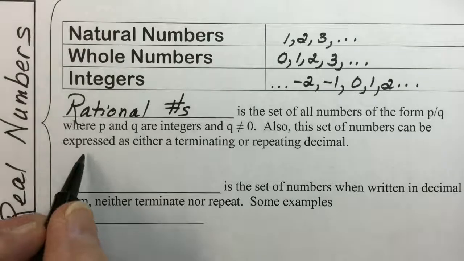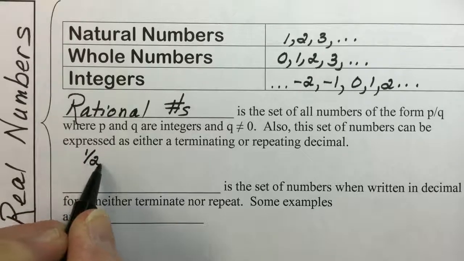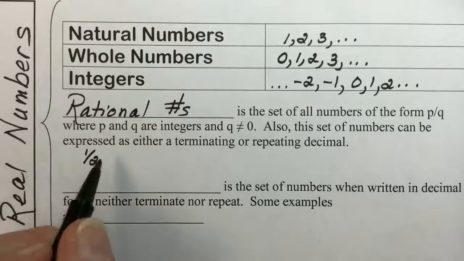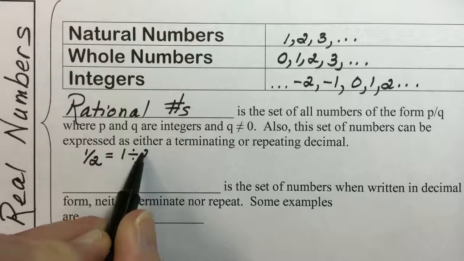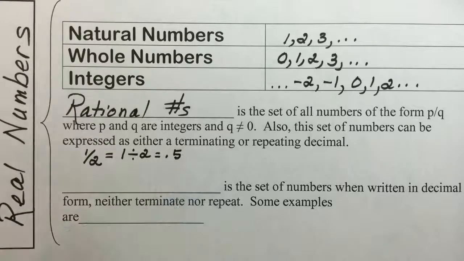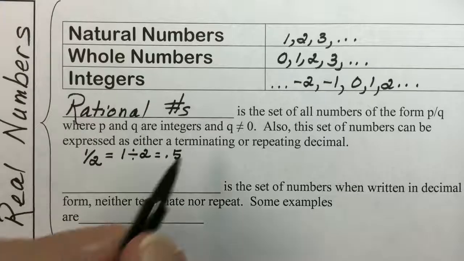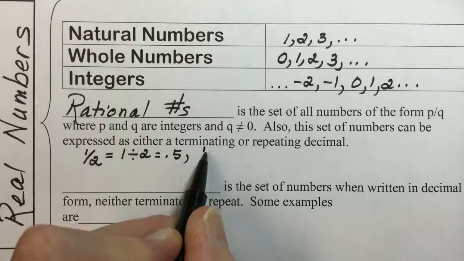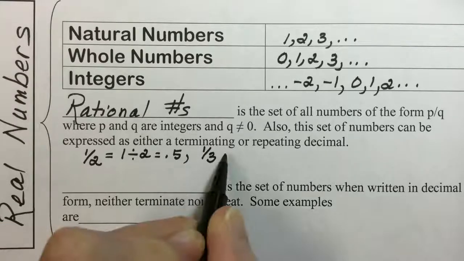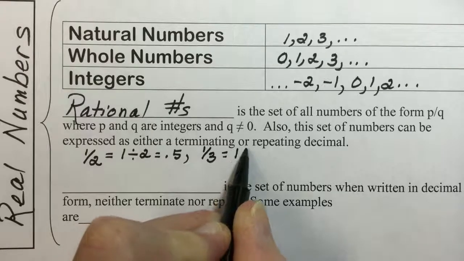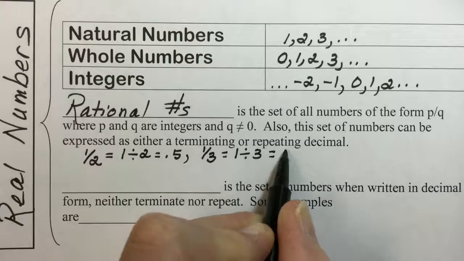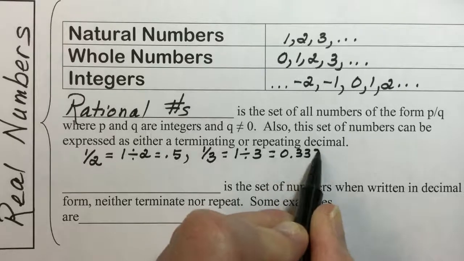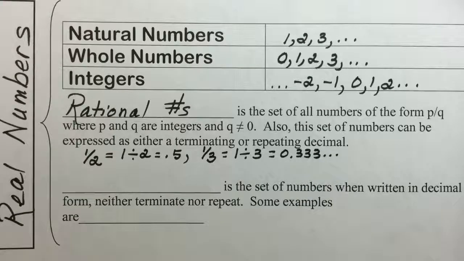For example, 1/2 is a rational number. If we have its decimal equivalency, which is found by taking the numerator divided by the denominator, we end up with 0.5, which terminates and stops. If we have the rational number 1/3 and we convert it into its decimal by taking the numerator divided by the denominator, 1 divided by 3, we end up with 0.333 repeating, and so it also classifies as a rational number.